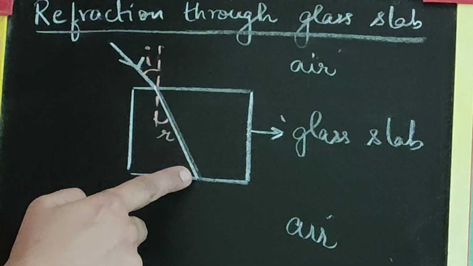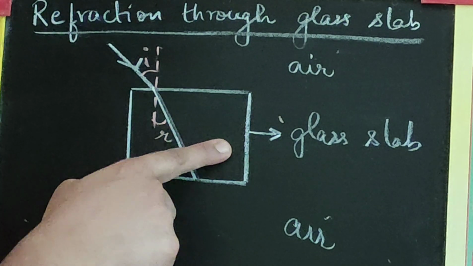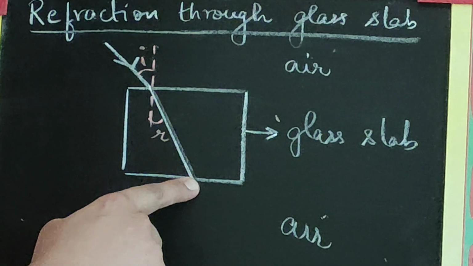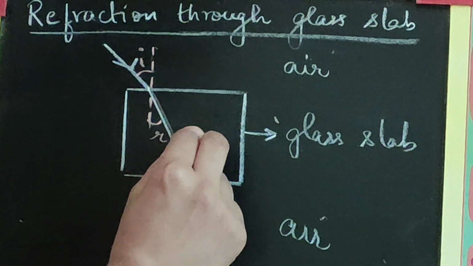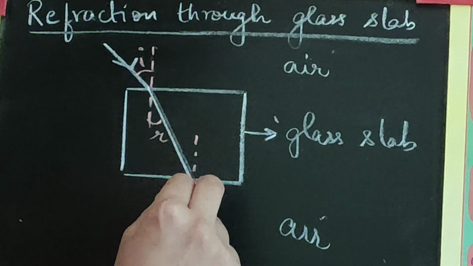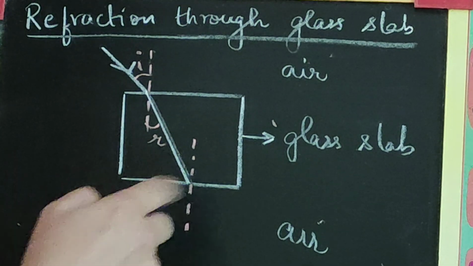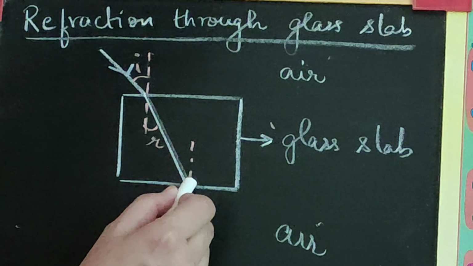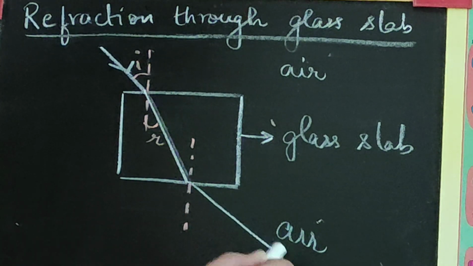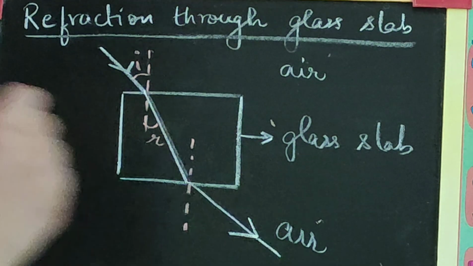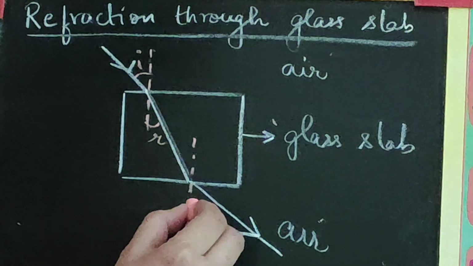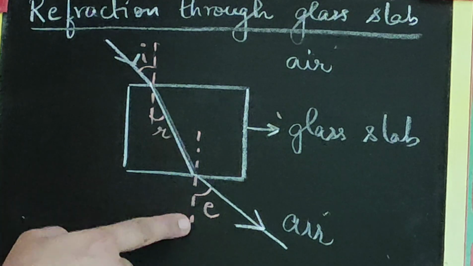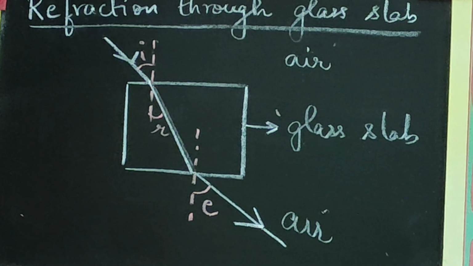When light strikes the second interface, that is when light is now going from glass to air, at this point on the interface, we draw another normal. And since light is going from a denser to a rarer medium, this time light will bend away from the normal as its speed will increase. And this angle here is the angle of emergence, the angle between the normal and the emergent ray.